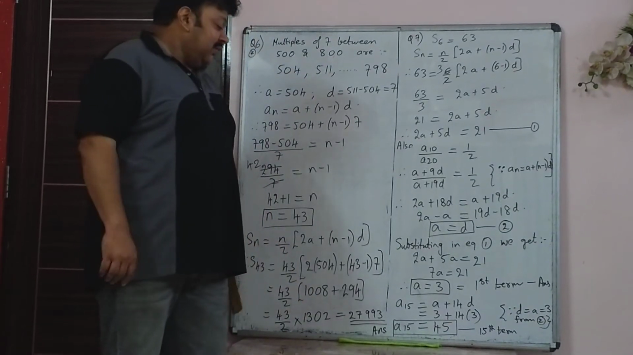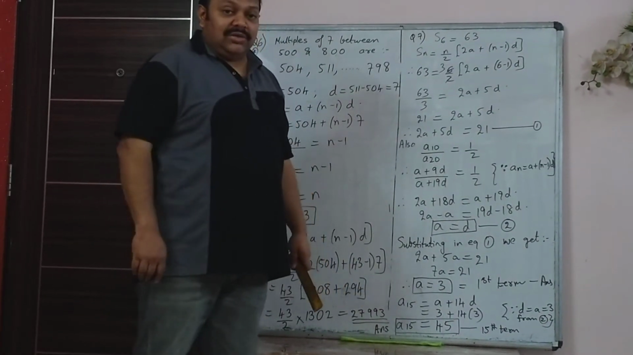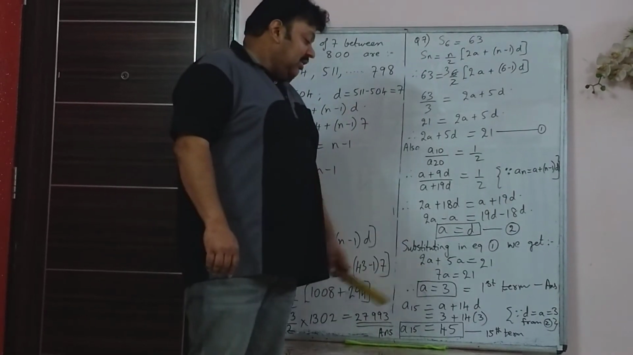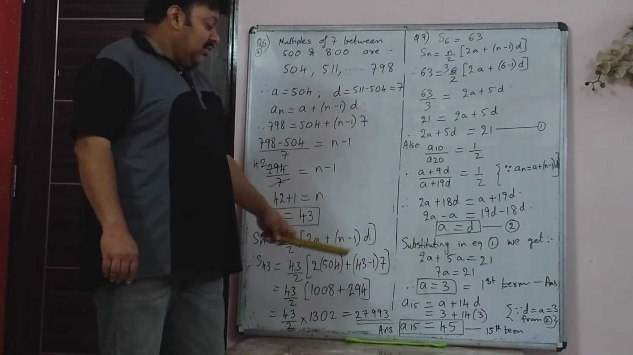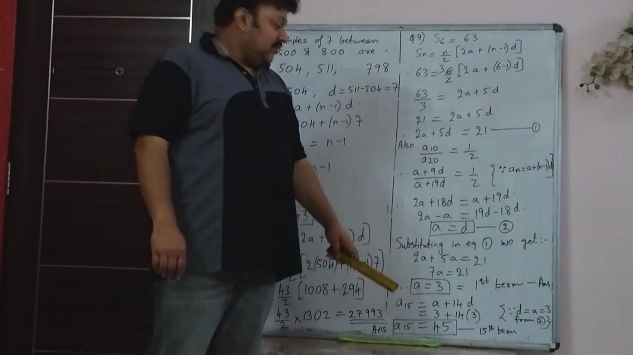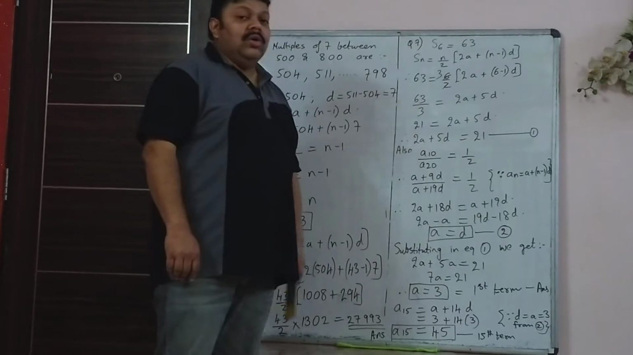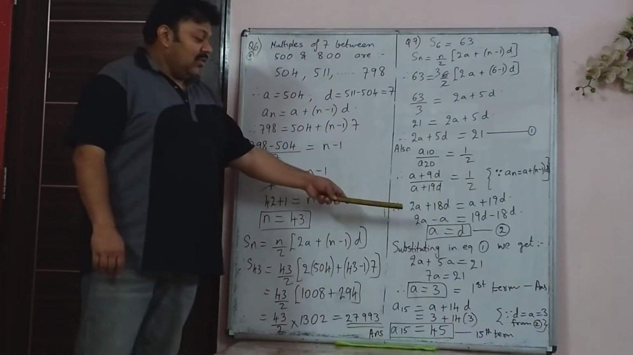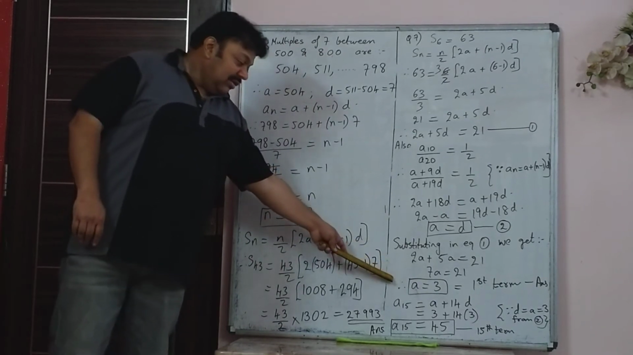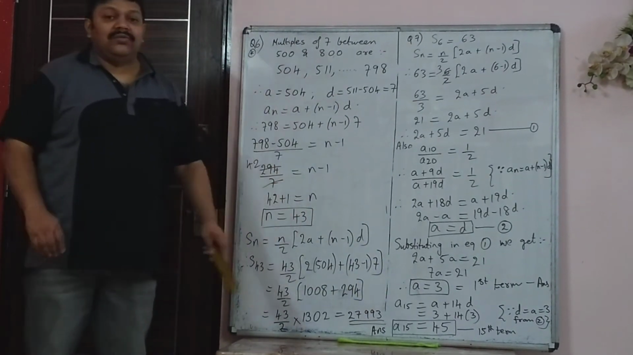And then you have a15. The 15th term is asked. So an is a plus (n minus 1)d. So a15 is a plus 14d. So you will get a15 as 45. That is the 15th term. These are the two answers which are asked. So whatever answers are asked, when you get them, please highlight what is the first term and what is the 15th term.